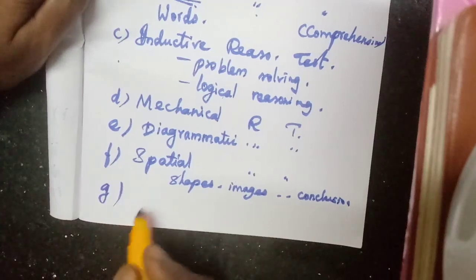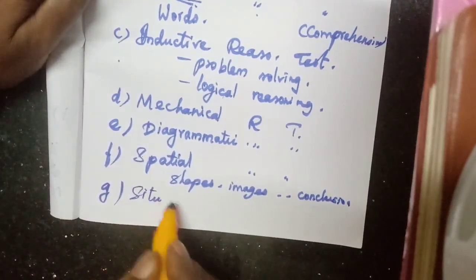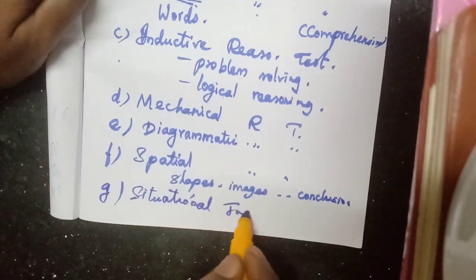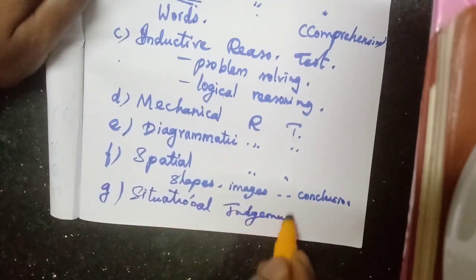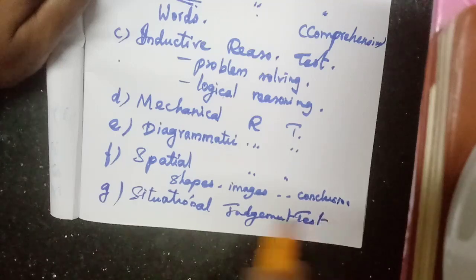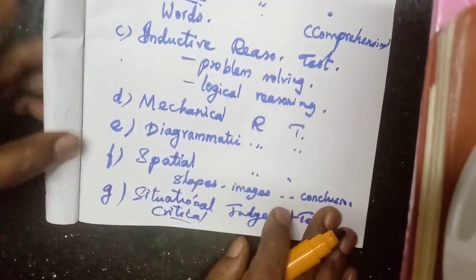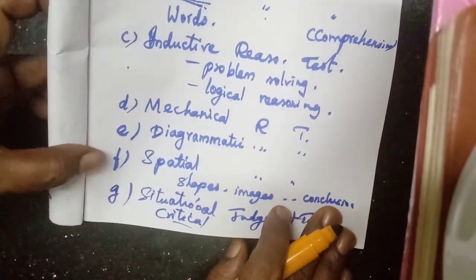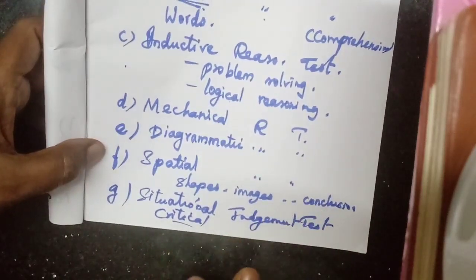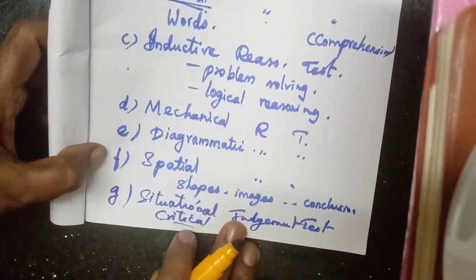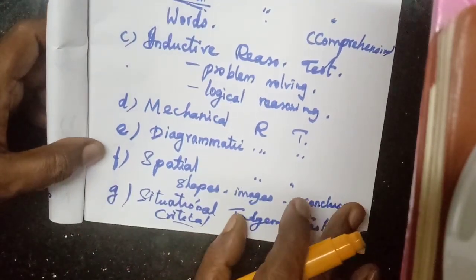Then situational judgment test. Here some critical situation will be there in the factories or in the organization. They check whether they are able to overcome that critical situation.